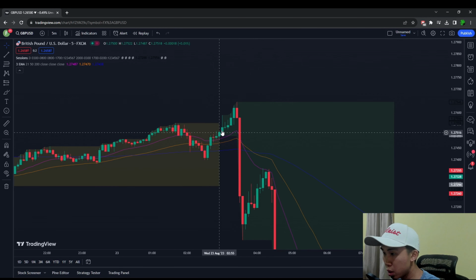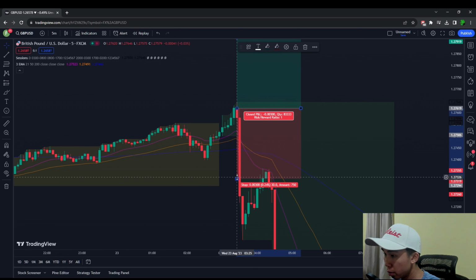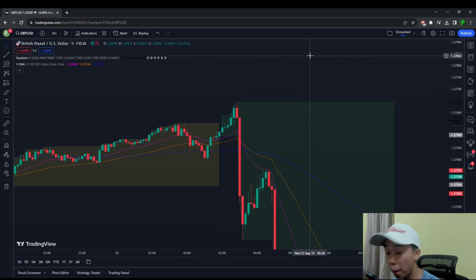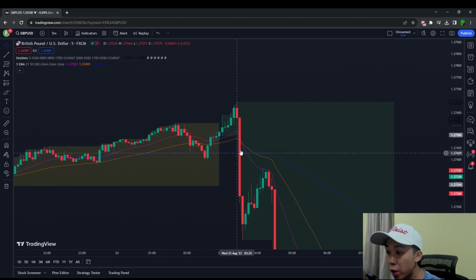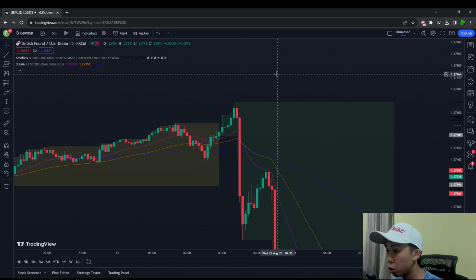Look, price decides to break out of the Tokyo session, and if you decide to take a buy, what happened? Your stop loss will be hit. And what is the reason that we are not taking the buy here? Because the moving averages are still aligned to the downside. So this is why it is not safe at all for us to take the buy.